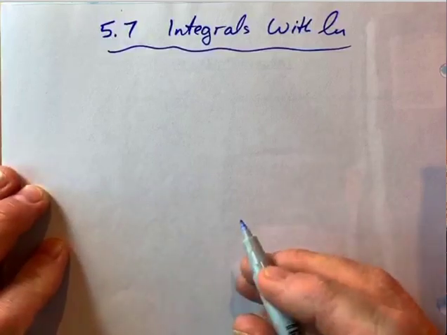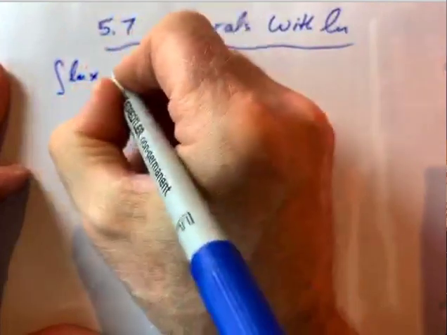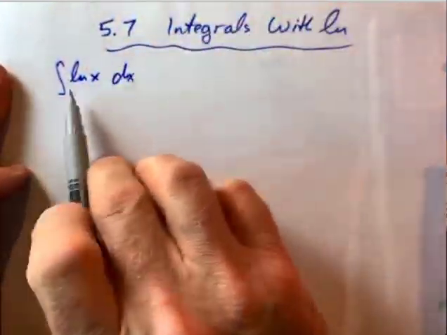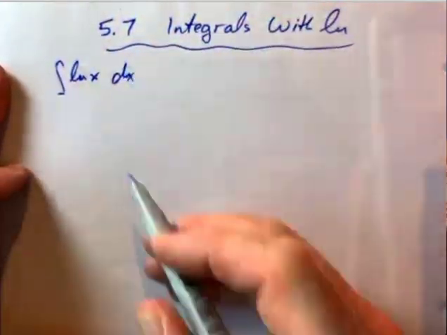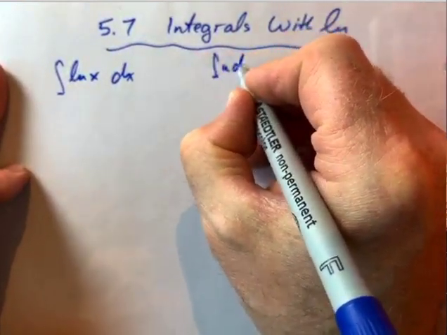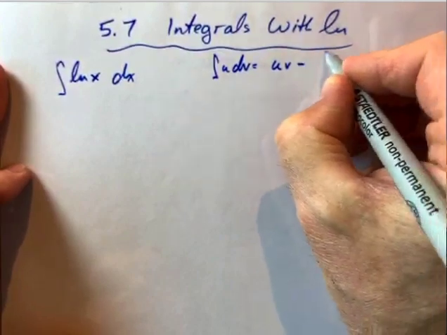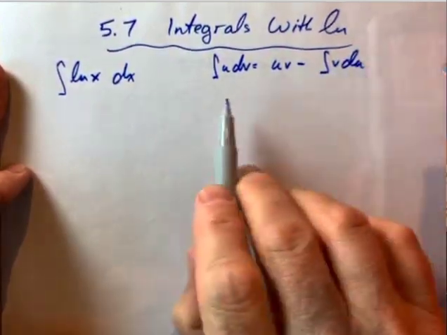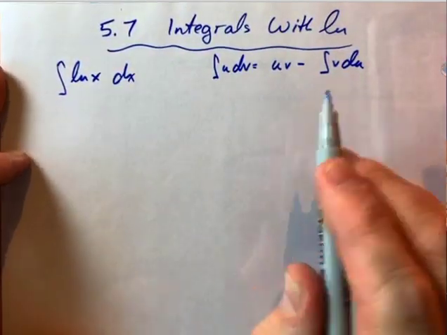Problem: I'm trying to figure out the integral of ln x dx. I can't just use the power rule. It's not like to the power 1, bring it down. No, that's not it. But remember we did this. Remember we said the integral of u dv is equal to uv minus the integral of v du. Remember we did integration by parts.